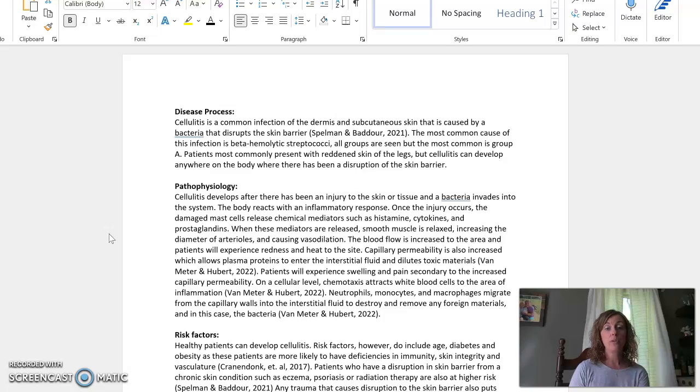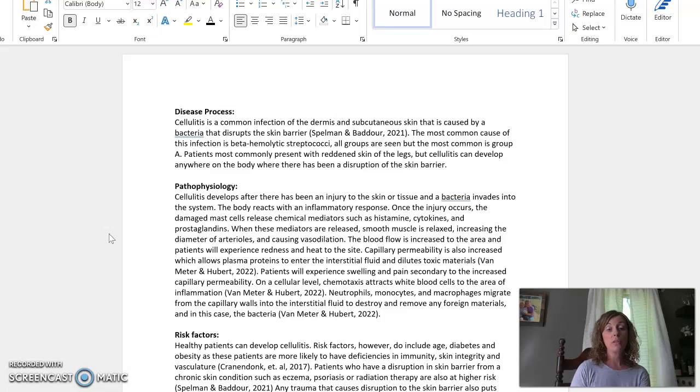Patients will commonly present with reddened skin of the legs, but cellulitis can develop anywhere on the body where there has been a disruption in the skin's barrier. Cellulitis develops after there has been an injury to the skin or tissue and a bacteria invades into the system. The body then reacts with an inflammatory response.